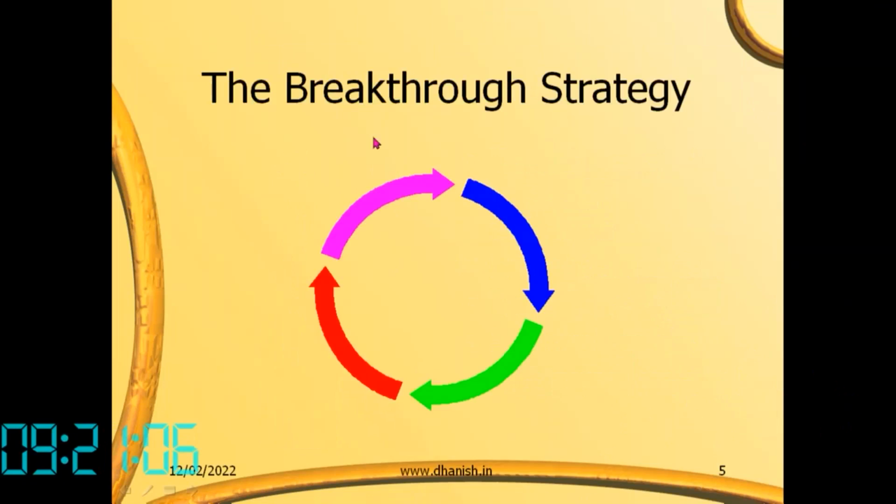So the breakthrough strategy, how do we go about improving? That is what we have been discussing. The original 8-step approach starts with recognize the problem. You have a situation, so you have to identify that there is a problem, then only you start improving. So the first step is to recognize that you have a problem. If you don't recognize, you never try to improve.